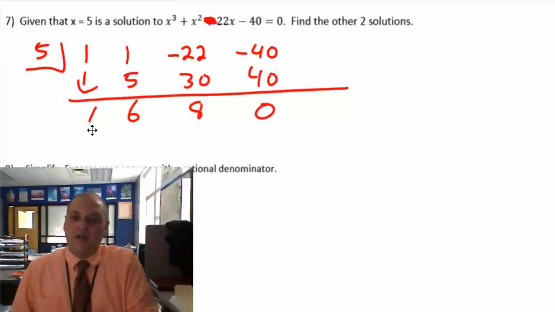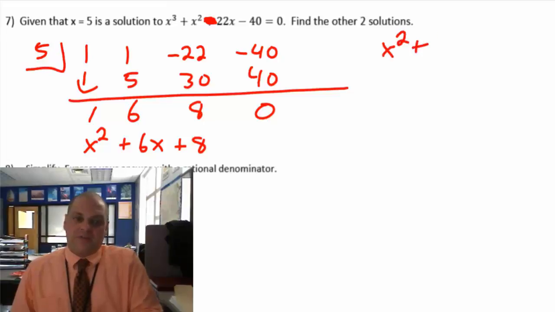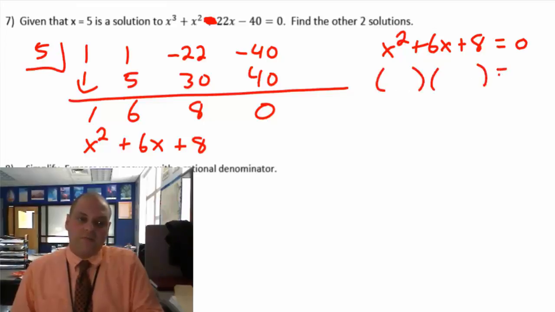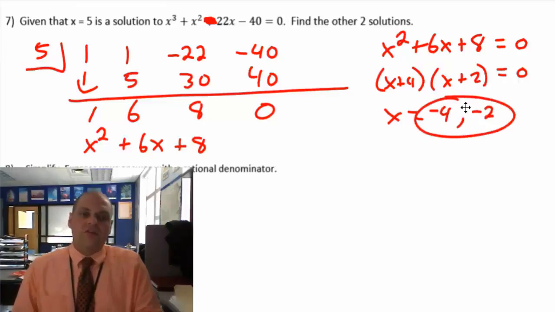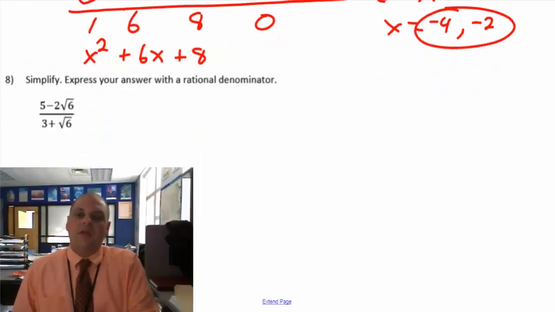All right, so here we go. The 1 means 1x squared. The 6 means plus 6x. The 8 means plus 8. So I have x squared plus 6x plus 8. And I want to find solutions, so I need to factor. x plus 4, x plus 2, x equals negative 4 and negative 2. So my other two solutions are negative 4 and negative 2. Those other two solutions they're talking about.